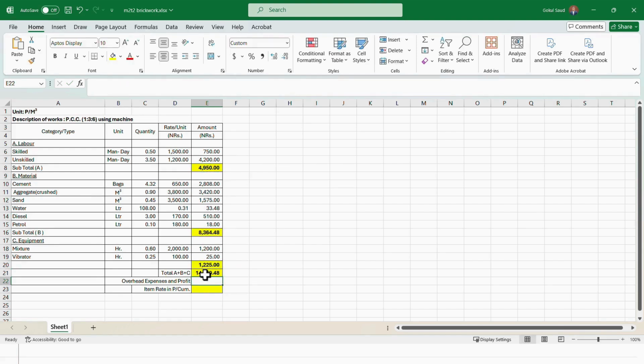And profit, let's add 15%. This is equal to 0.15 times this value, and this is equal to this plus this. Okay, here you got the rate of 1 meter cube of PCC work, and this is how you do the calculations. I hope guys this video was helpful to you. This is how we do the rate analysis of PCC work.